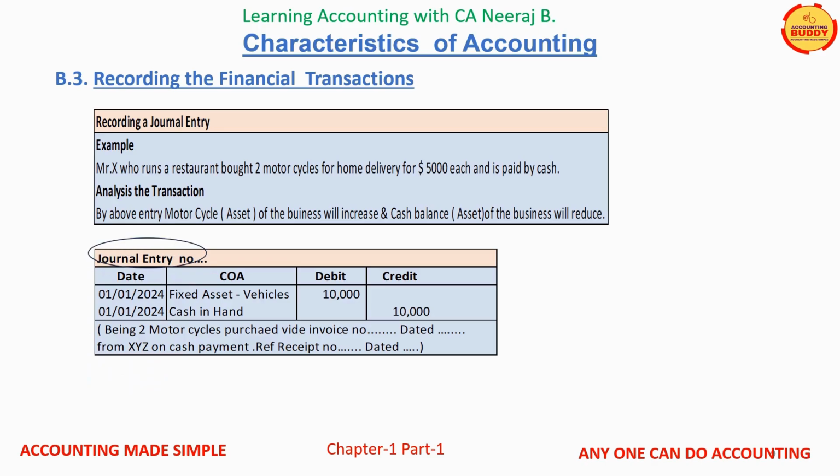There will be a journal entry number, the date of the transaction, the respective chart of accounts which needs to be debited and credited together with the narration of the transaction. At this stage, just remember how a business transaction is recorded in a journal book. We will discuss journal entries and related rules in detail in subsequent lessons.